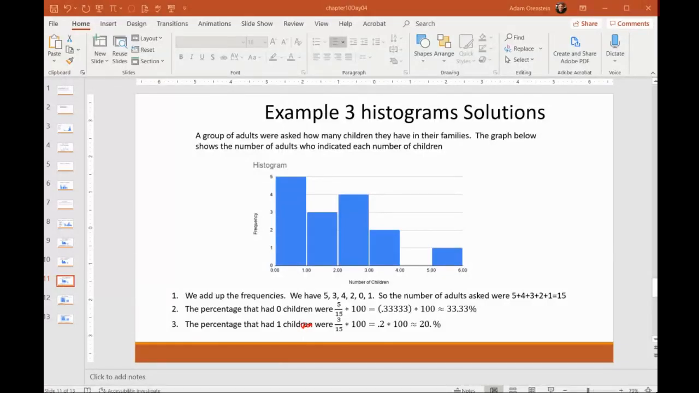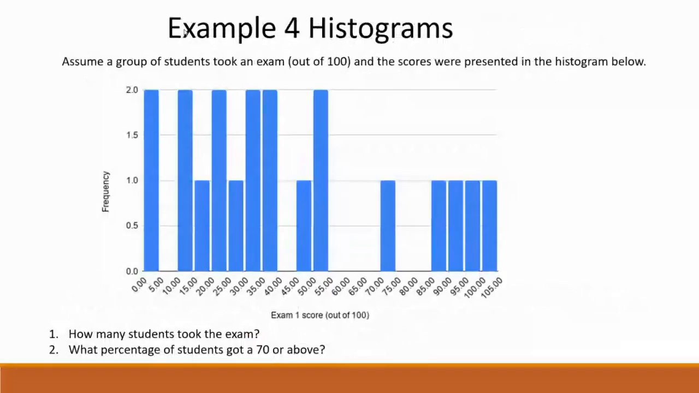Right. Let's do another example. Here's another one. So let's say now we have a group of students. They took an exam. The exam was out of 100. And I presented the scores here through this histogram.